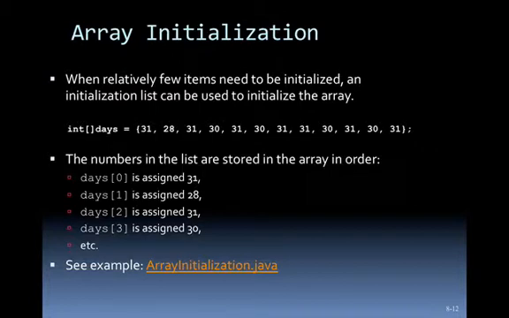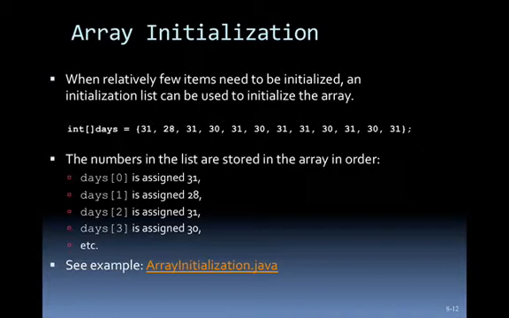So for January, there's 31 days. For February, there's 28. For March, there's 31. April, there's 30. May, 31. June, 30. July, 31. August, 31. September, 30. October, 31. November, 30. December, 31. And that's how I provide it.